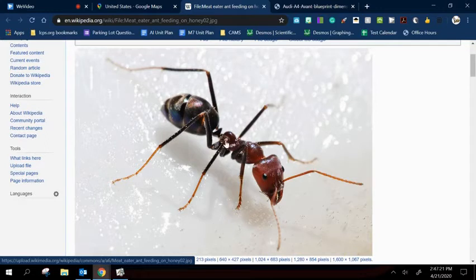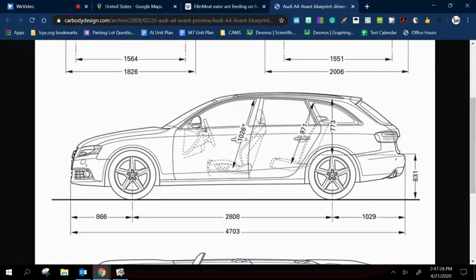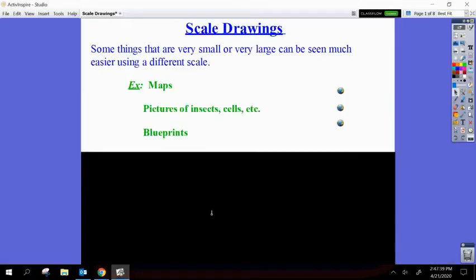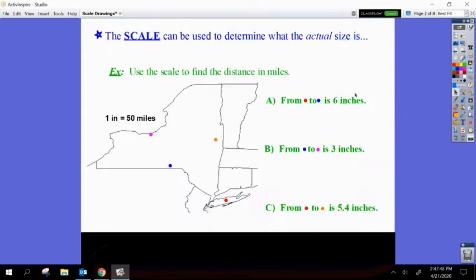It's just obviously smaller. So we have to scale it up or scale it down. And then blueprints of cars is another thing where cars are not actually this small, but the ratios, the dimensions are the same. We have to figure out what the actual size is, and we use a thing called the scale. So no matter what, with something that's drawn to scale, the key is that actual scale. And they'll give you the scale, otherwise you can't figure things out.